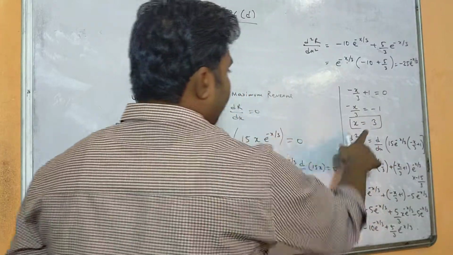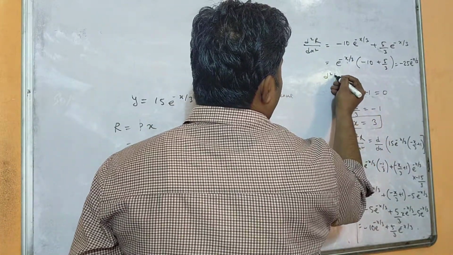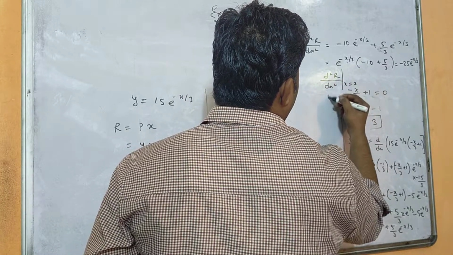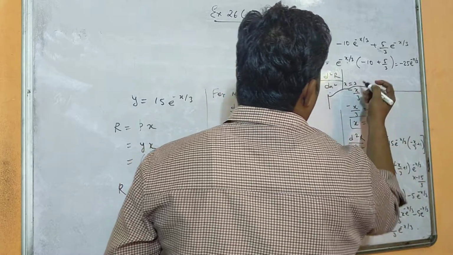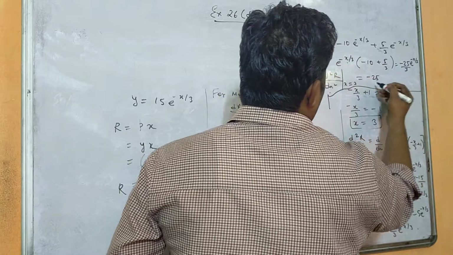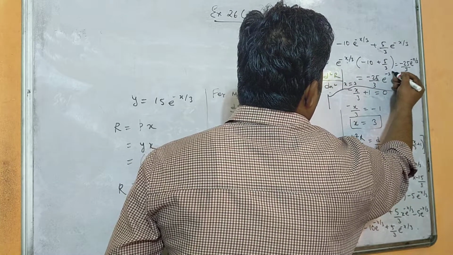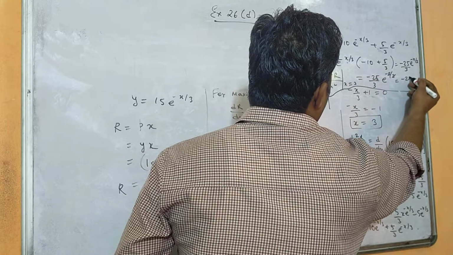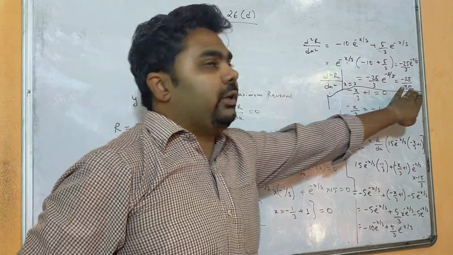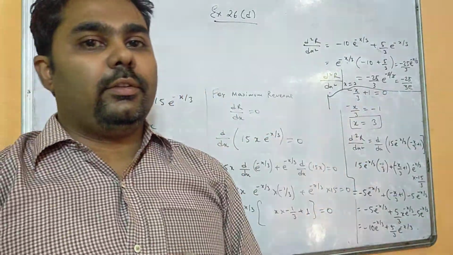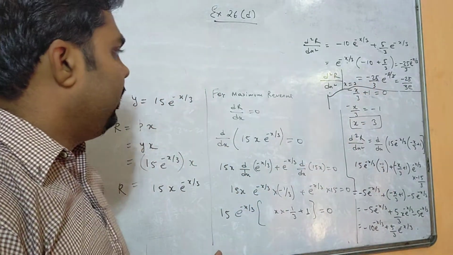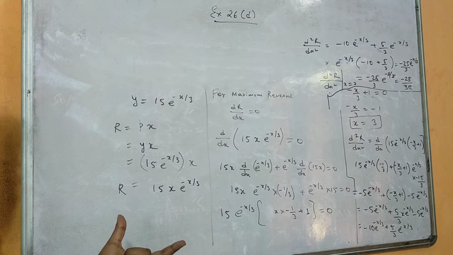But what is our x here? How much did you get? 3. So d square R by dx square at x equals 3, what you will get here? Minus 25 by 3 e to the power minus 3 by 3. 3 and 3 will get cancelled. What you get? Minus 25 by 3. See, we got negative. That means the double differentiation also we got negative. So if the double differentiation of the revenue function is less than 0, therefore revenue is maximum. Okay, so this is our required solution, right?